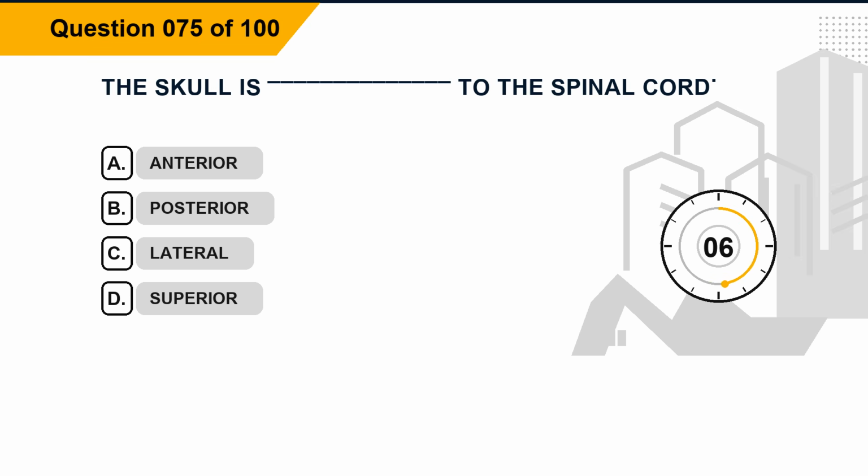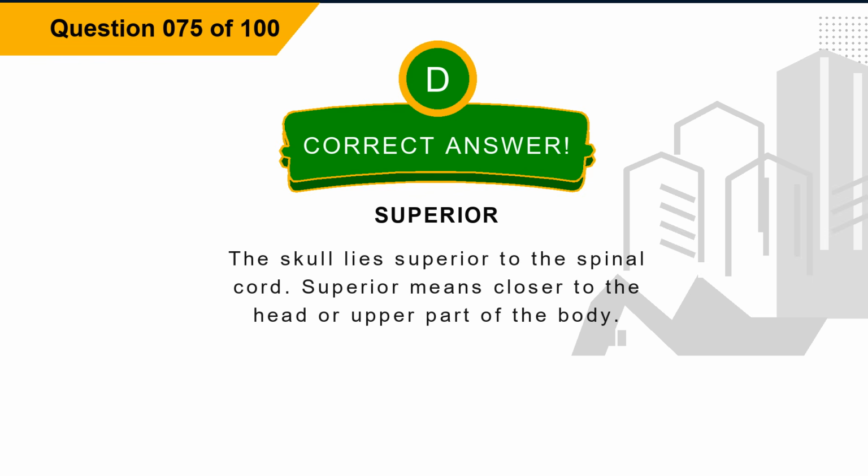Option A, anterior. Option B, posterior. Option C, lateral. Option D, superior. The correct answer is option D, superior. Explanation. The skull lies superior to the spinal cord. Superior means closer to the head or upper part of the body.